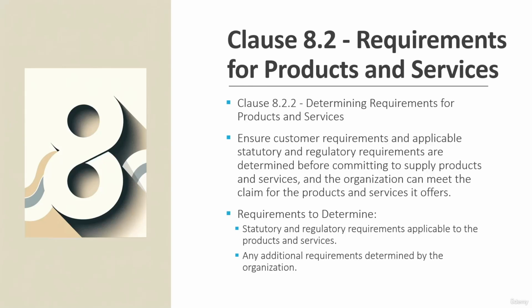So after 8.2.1, which is customer communication, 8.2.2 is determining requirements for products and services. As a part of this requirement, the organization is expected to ensure that the customer requirements and the applicable legal requirements are determined, and the organization can meet the claims for the product or service it offers. As a part of determining requirements for product and service, you need to look at the statutory and regulatory requirements related to the product and service, and also additional requirements which are determined by the organization itself.